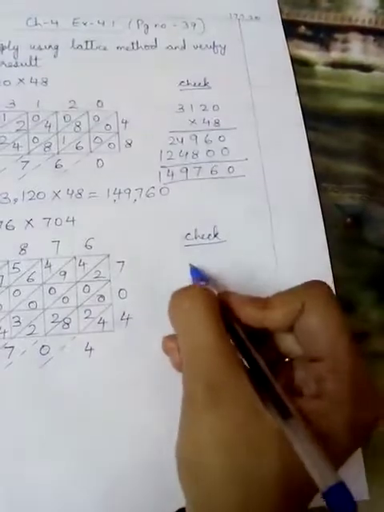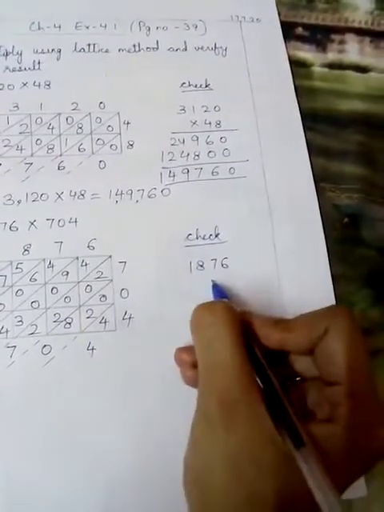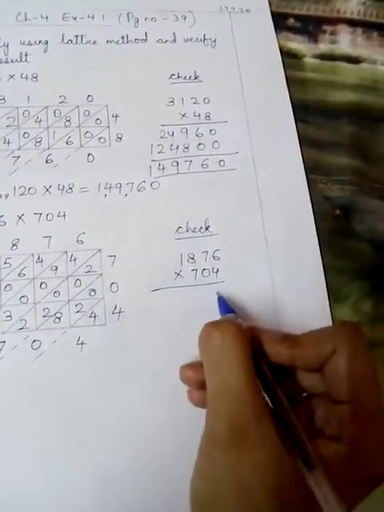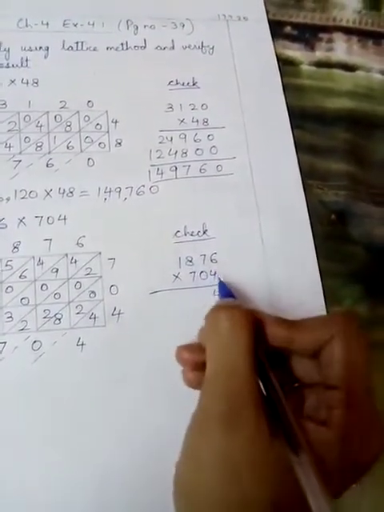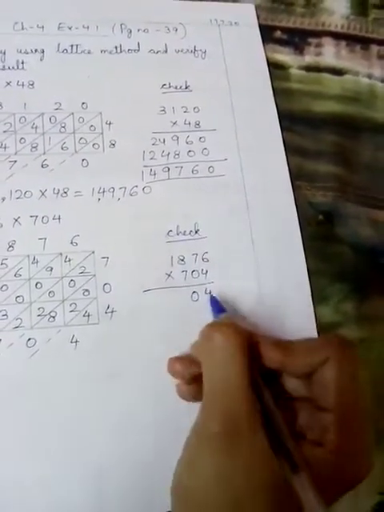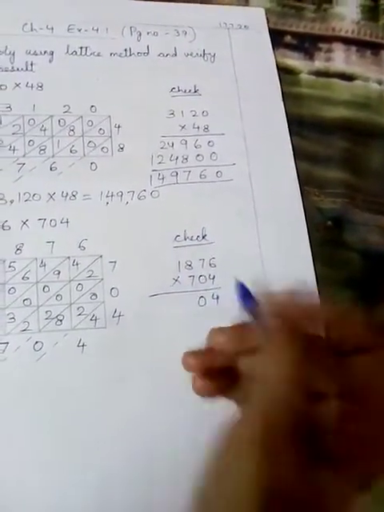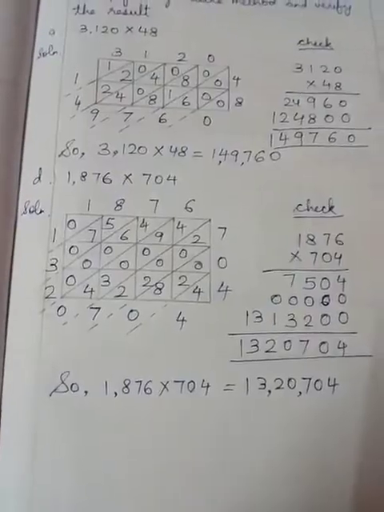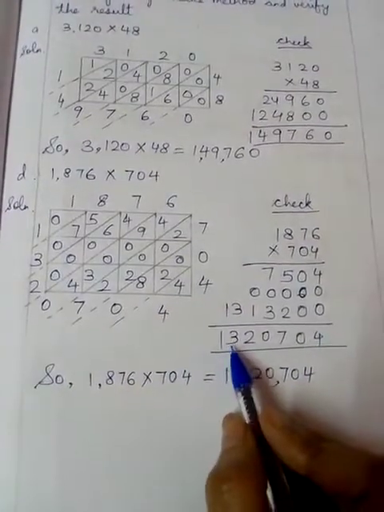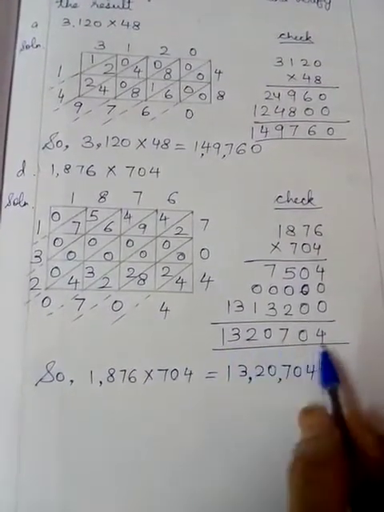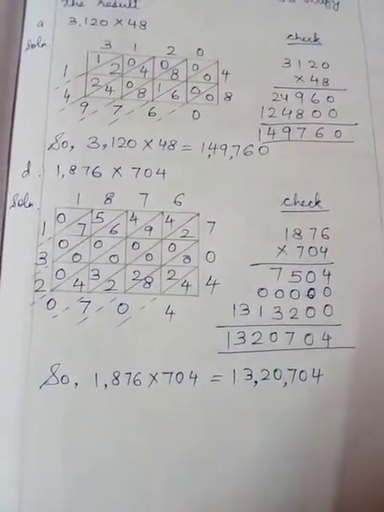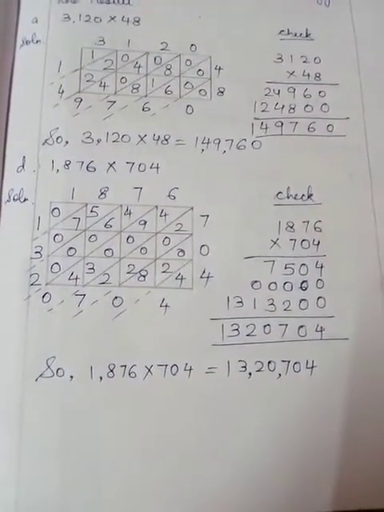So let us solve it with the normal multiplication process. 4 6s are 24, 4 7s are 28, 28 plus 2, 30, 4 8s are... See, on finding the product by multiplication, we have received the same number, 1320704. So we have to write like this. Now moving to the next question.